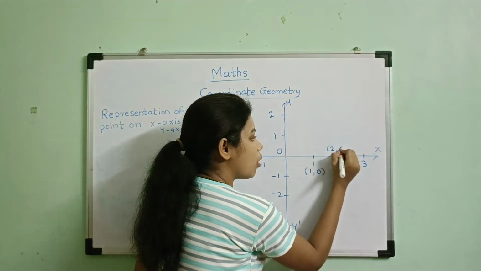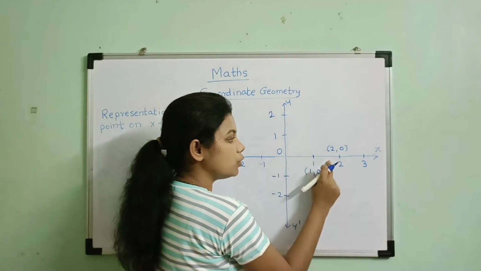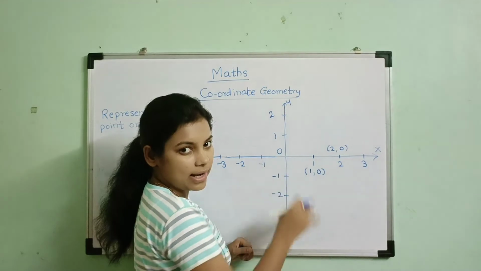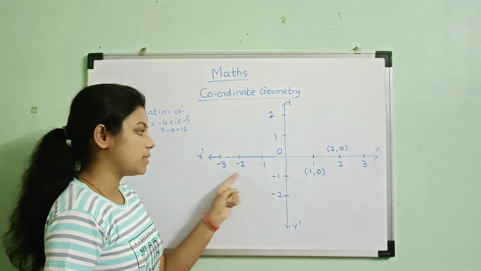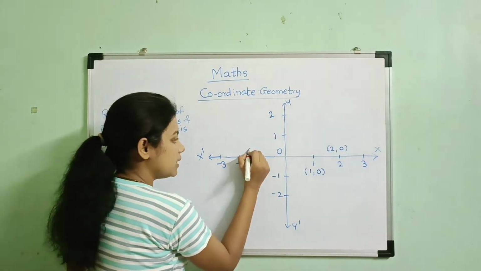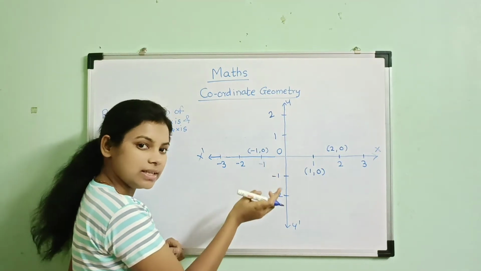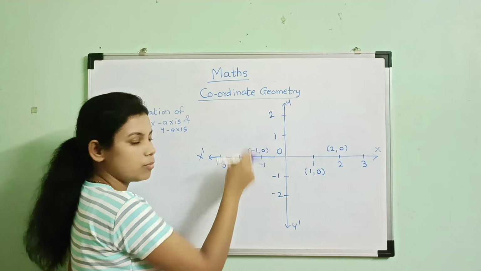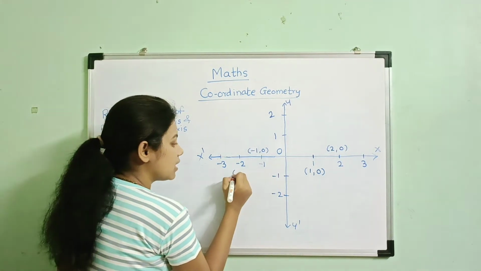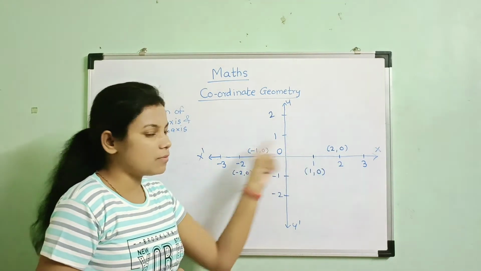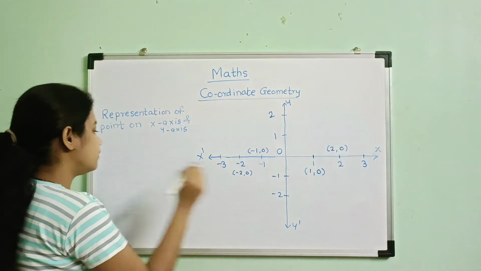Simply 2, 0, because we are moving 2 units in the positive x direction and there is no movement in the y direction. Similarly, how to represent these points? Simply -1, 0, because we are moving 1 unit in the negative x direction and no movement in the y direction. Similarly, -2, 0. So how do we find the general format from this?